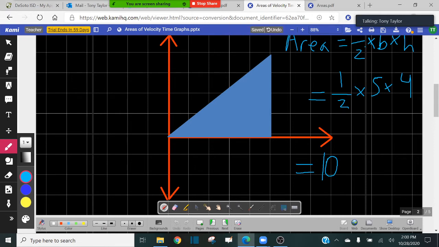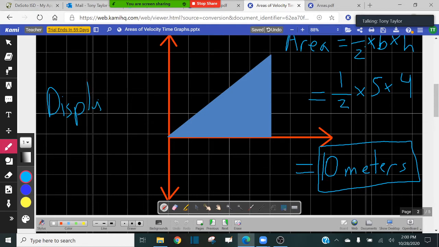But 10 what? What specifically does the area represent? Okay, guys, I'm telling you right now, in this course, anytime you see a velocity versus time graph, and you take the area of that graph, it always represents the object's displacement in meters. So I'm going to put the units here. The area of a velocity versus time graph always tells us our object's displacement. Of course, we talked about displacement last class period. Something very important I need you guys to keep in mind.